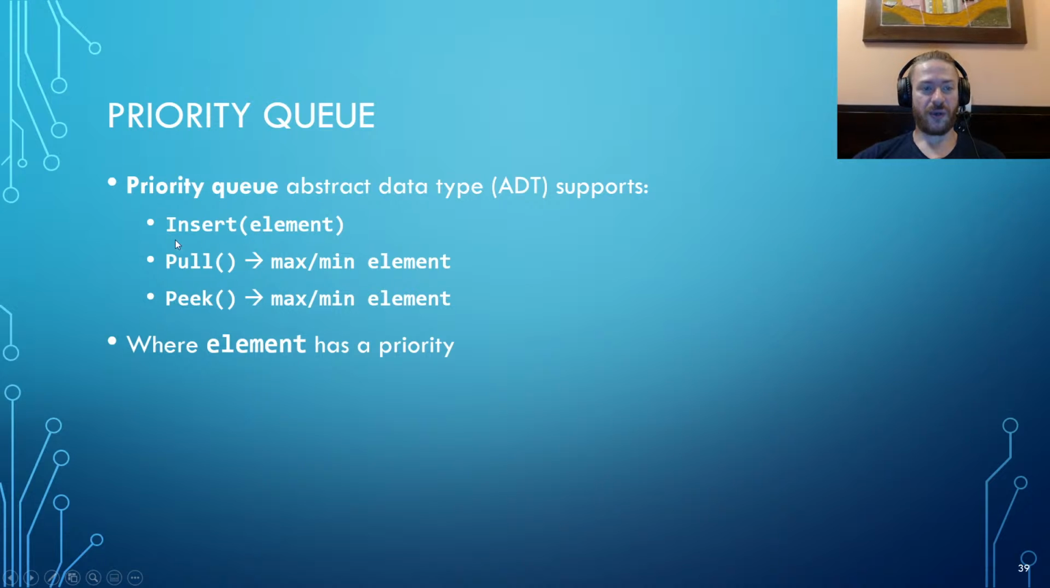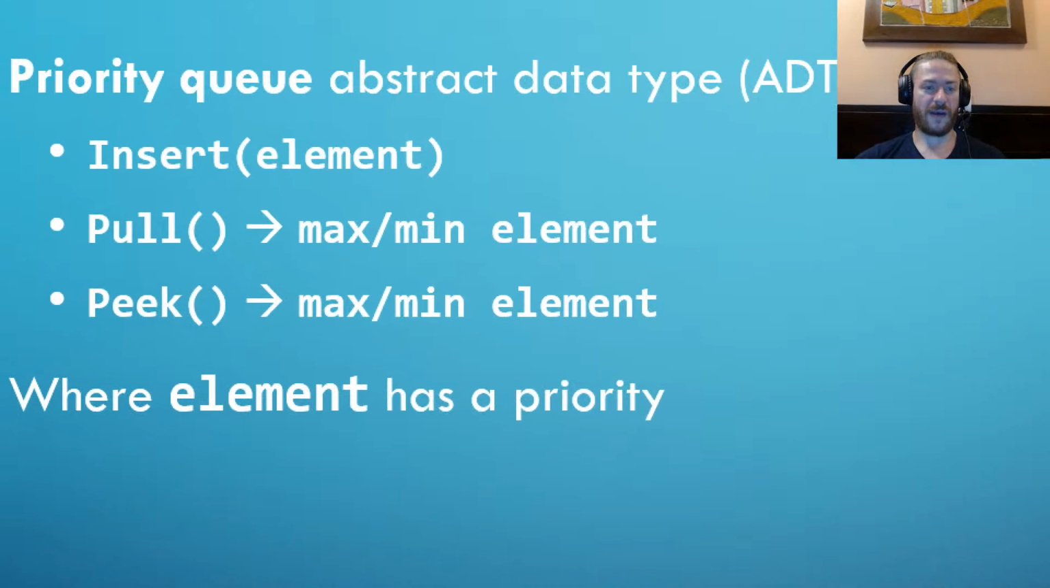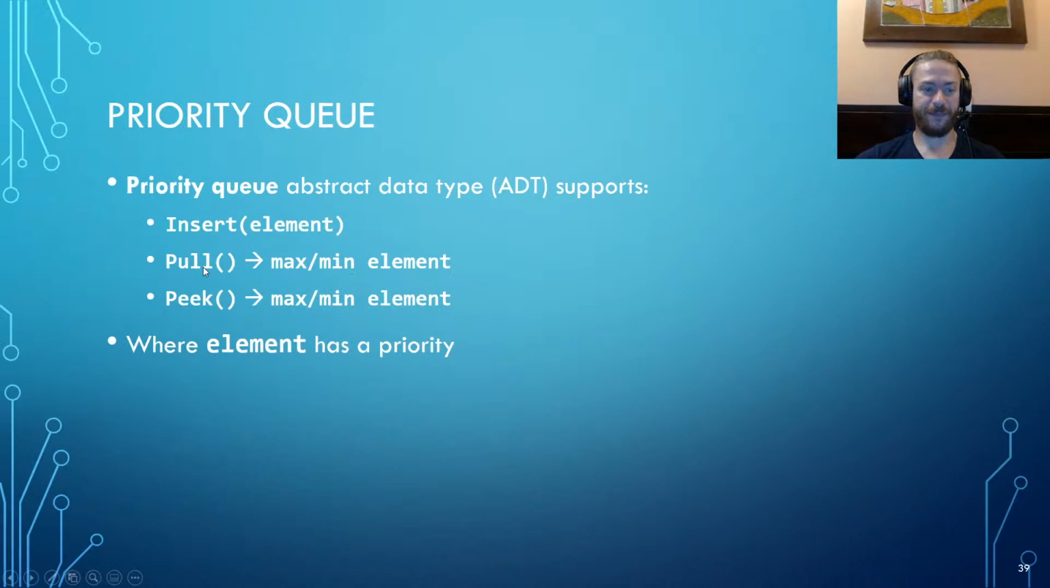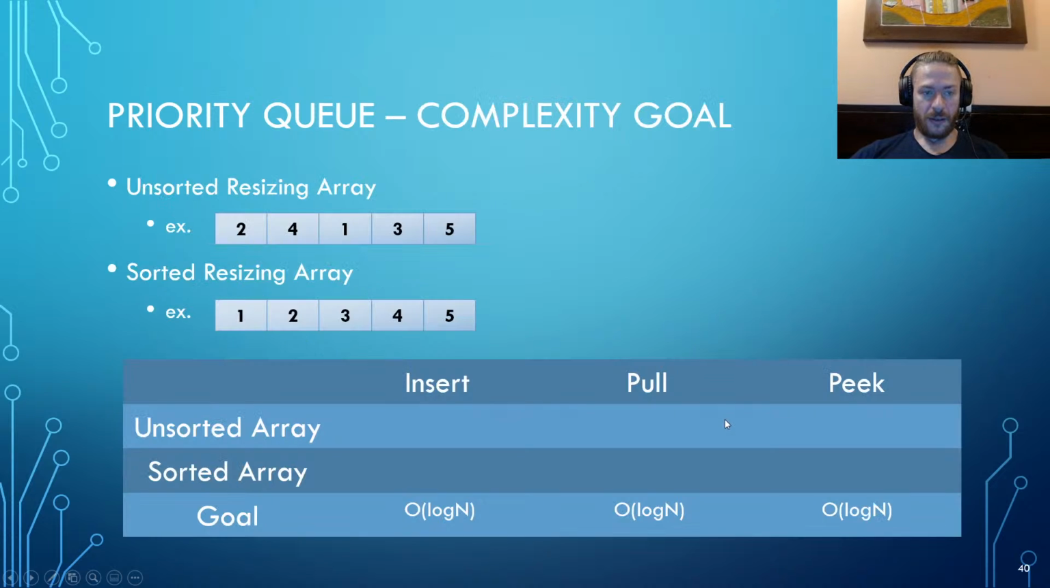Priority queues need to have an insert, a pull, and a peek. And we need to have a min or max, depending on the priority. If we have a max priority queue, then the biggest values will be pulled first. And if we have a min priority queue, the smallest values will be removed first. So what's the complexity goal? What do we want to achieve here?